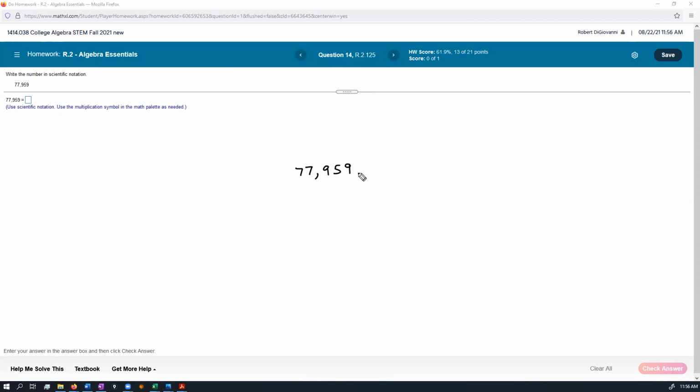77,959. So our decimal point, it's implied that it's right here, even though it's not written. So I'm going to move this 1, 2, 3, 4 places to put it there. So 7.7959. I moved it 4 places to the left. So I'm going to go times 10 to the positive 4.